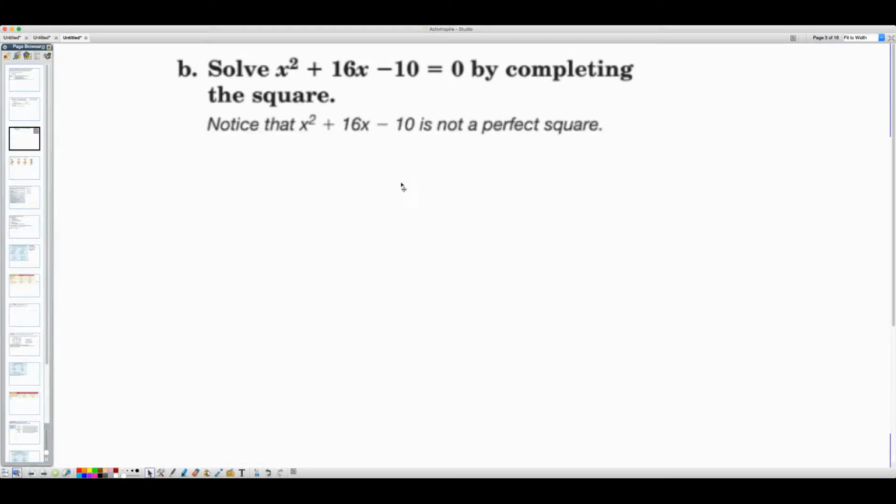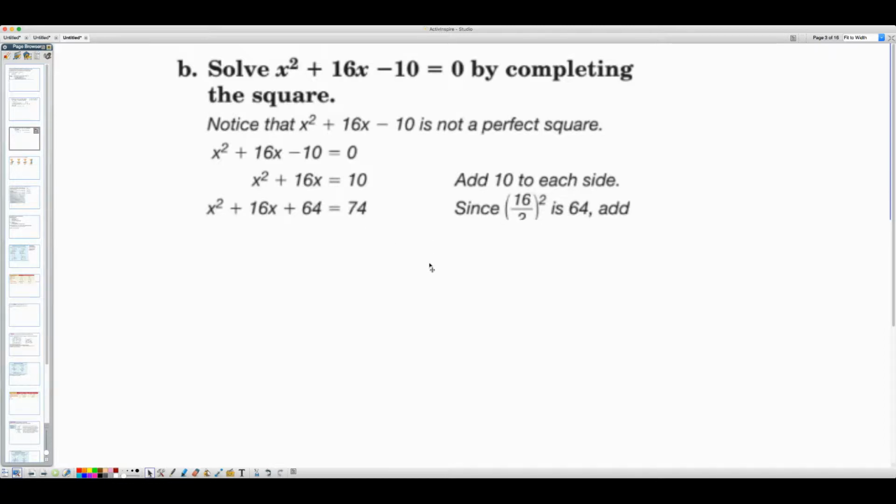So here, you'll notice this is not a perfect square. The first thing I'm going to do is get the 10 on the other side of the equation by adding 10 to both sides. Now I've got this 2r value, and I need to know what r is. When I take the coefficient and divide it by 2, I get 64. Well, you have to do to one side of the equation what you do to the other, so I'll add 64 to this side. The equation gets 74.